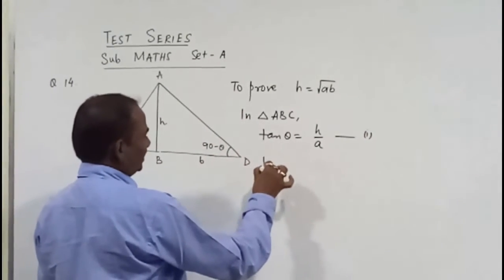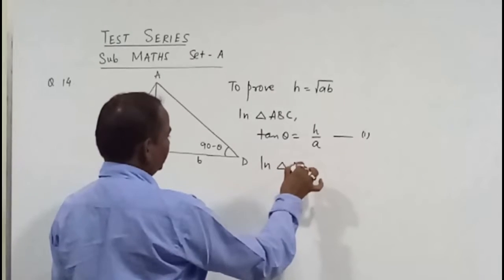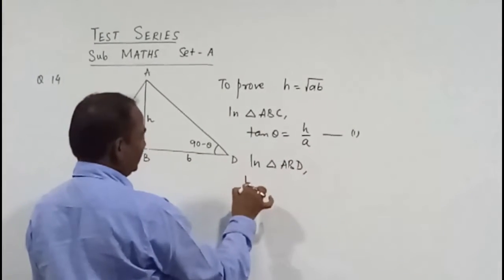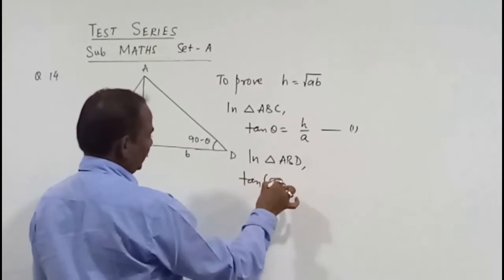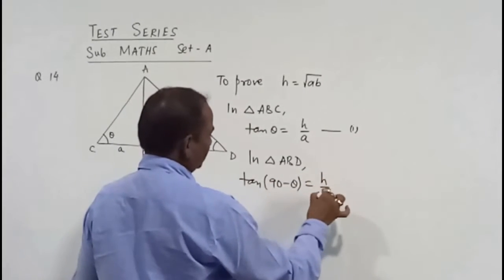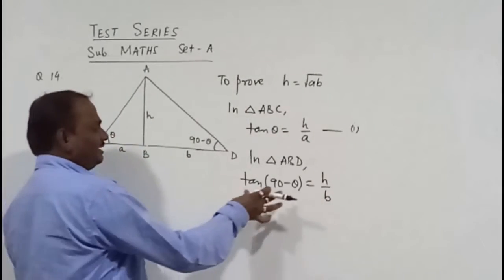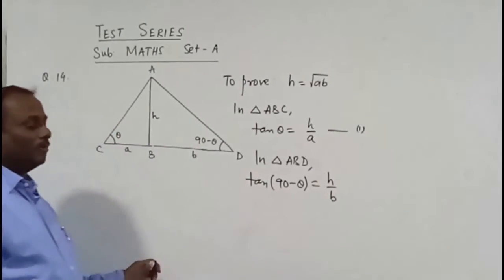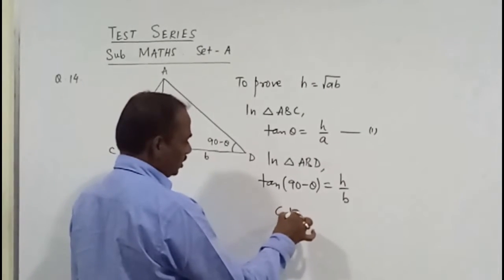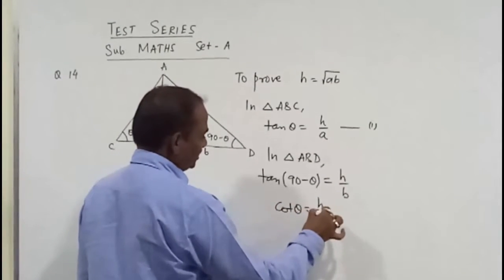और इस ट्रायंगल में इन ट्रायंगल ABD इसका tan लेते हैं. tan 90 minus theta is equal to h upon b. Now tan 90 minus theta आपको पता है थ्योरी ऑफ कॉम्प्लीमेंट्री एंगल लगाएंगे तो tan 90 minus theta हो जाएगा cot theta is h by b.